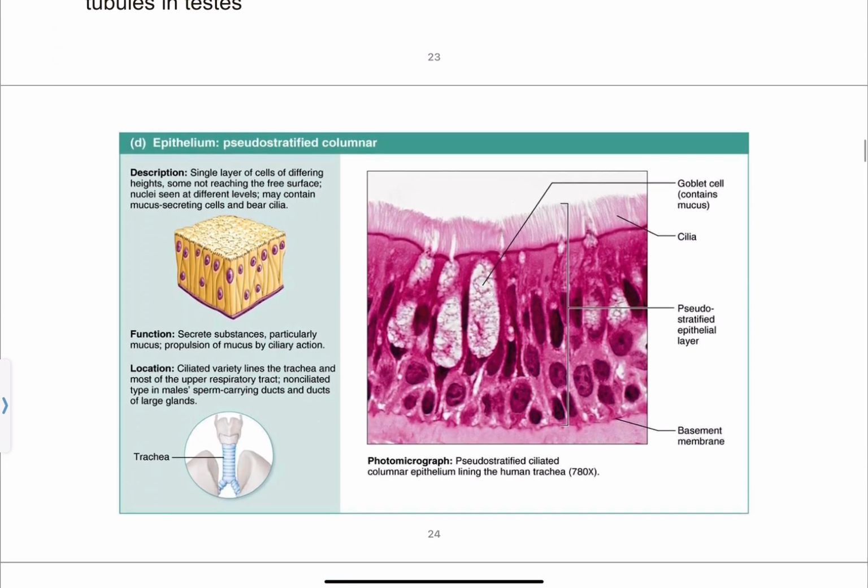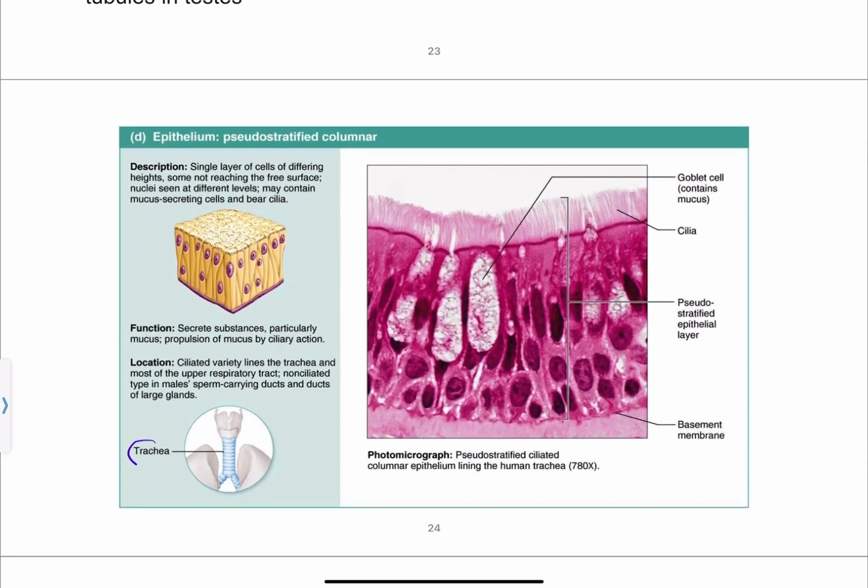So where are we going to find this? Our trachea is a huge place, especially when we're talking about the ciliated version, because we have to be able to secrete mucus in order to, again, propel stuff through our respiratory system. And we also want the mucus and the goblet cells in our trachea so that we can trap any type of particles that we're inhaling during inspiration.